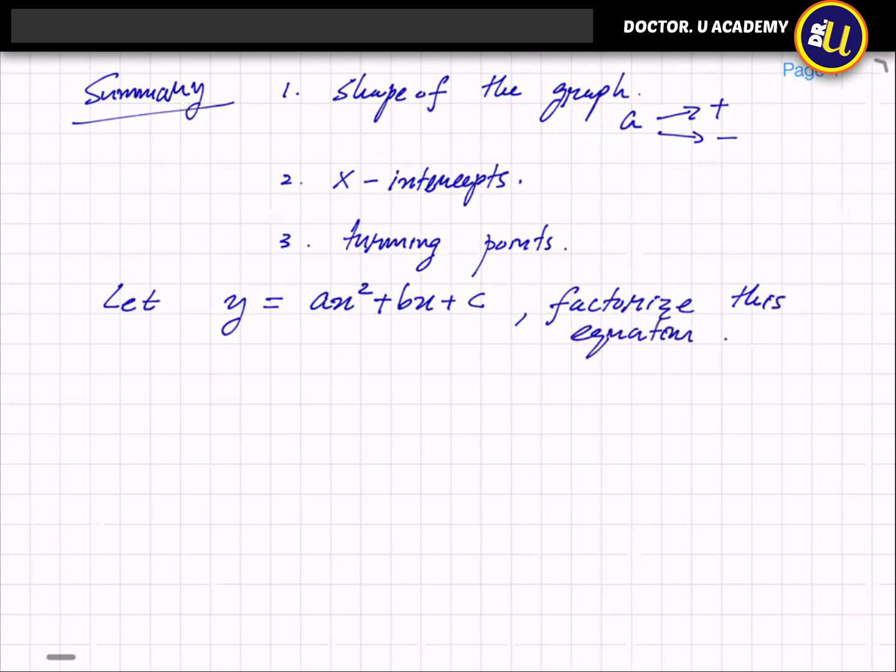Obviously, we can't use the general factorization because the details are not given, but we can do the perfect square method. Okay, first of all, we have to factorize this. So it's y. I'm going to take a out. So that would be a times x squared plus b divided by a, x plus c divided by a.